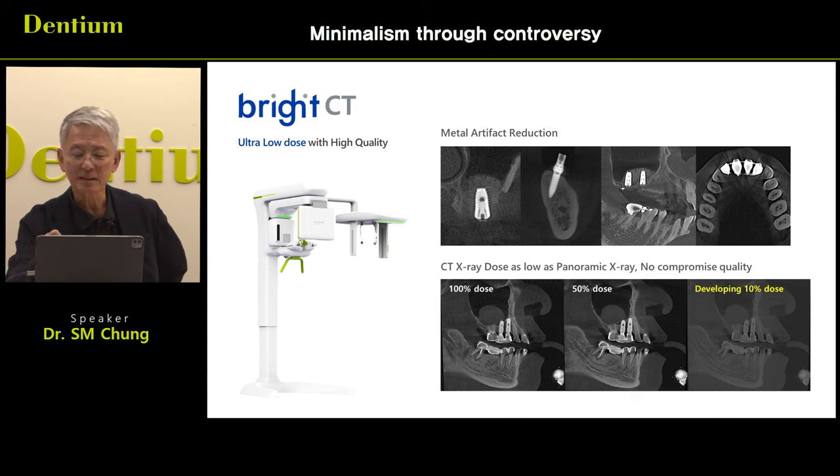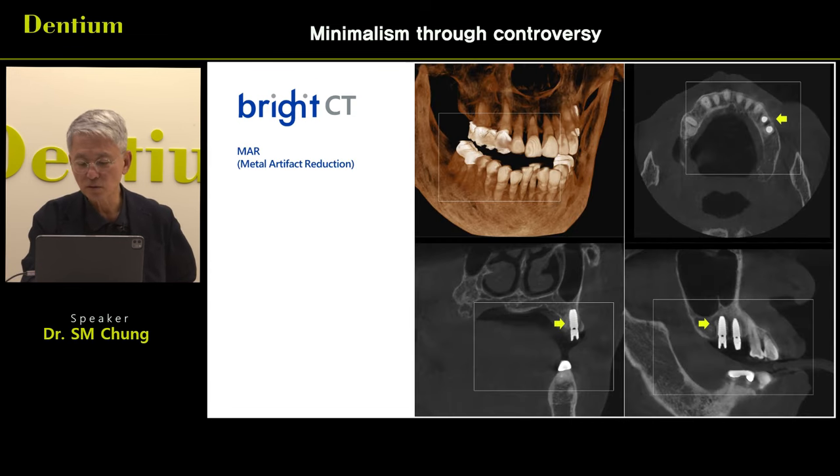With the metal reduction algorithm, there is almost no metal artifact around the titanium. Sometimes even in cobalt chrome there is not so much metal artifact. And also the X-ray dose continuously decreases now. In the future, the X-ray dose can be only 1/10 compared to the original. Now we are at 1/2.